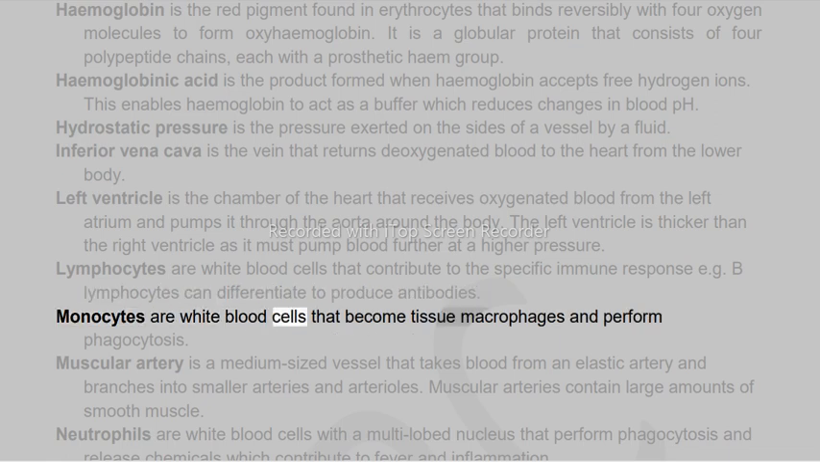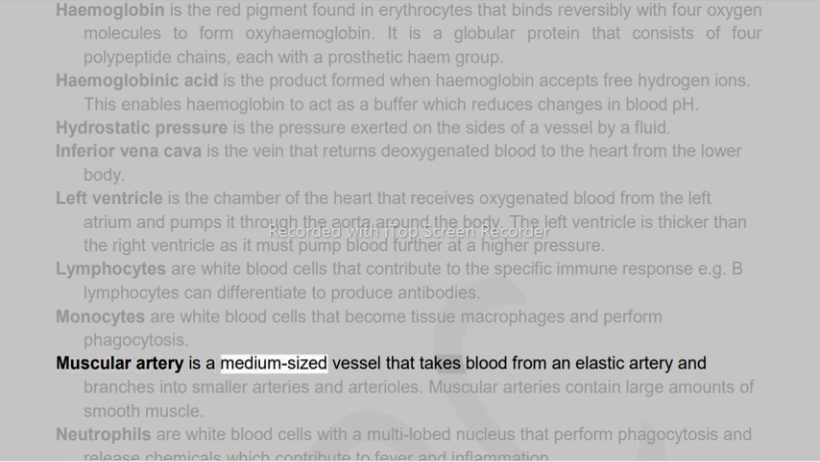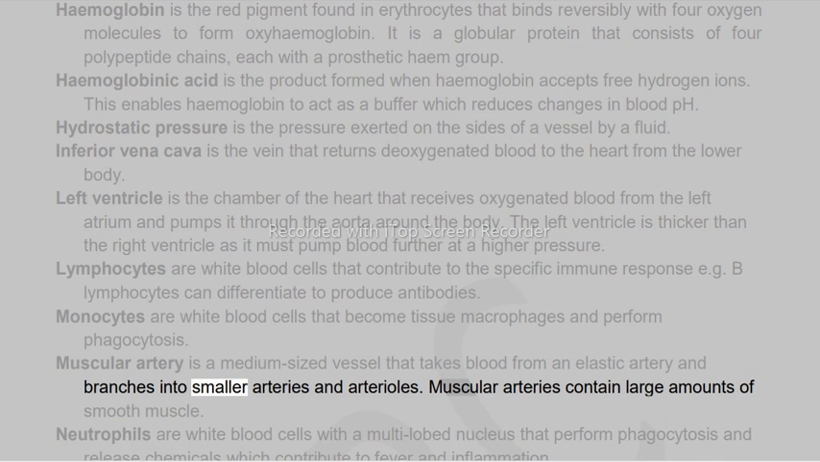Monocytes are white blood cells that become tissue macrophages and perform phagocytosis. Muscular artery is a medium-sized vessel that takes blood from an elastic artery and branches into smaller arteries and arterioles. Muscular arteries contain large amounts of smooth muscle.